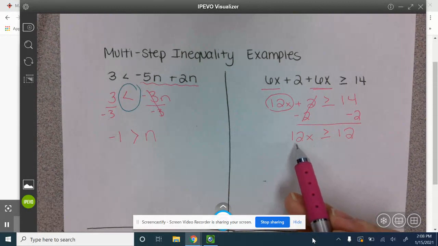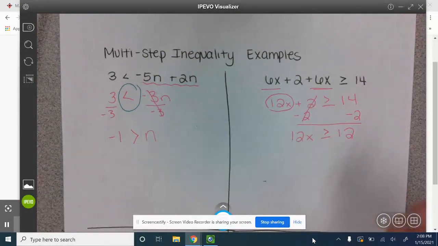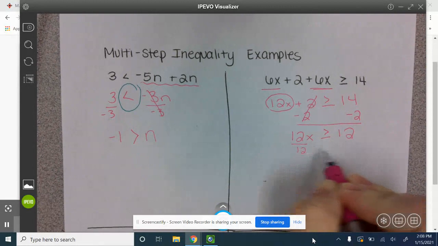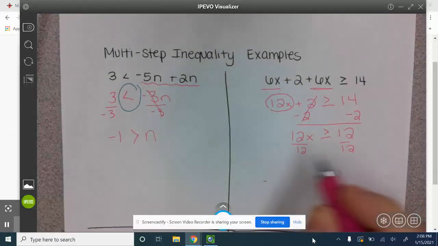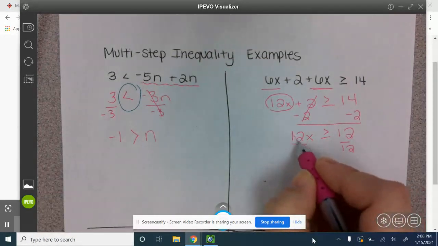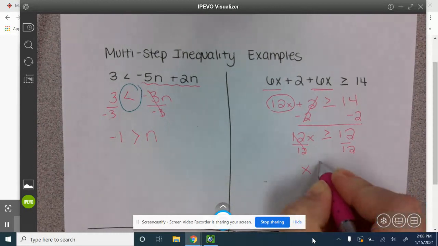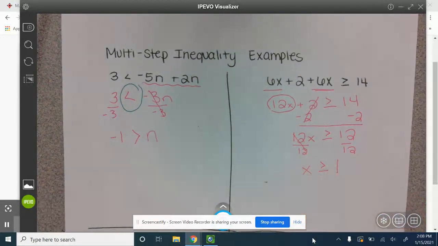Now, right here, this is 12 times x. How do you undo multiplying? We're going to divide by 12 on both sides. We're dividing by a positive number, so everything stays the same. So x is greater than or equal to 1.